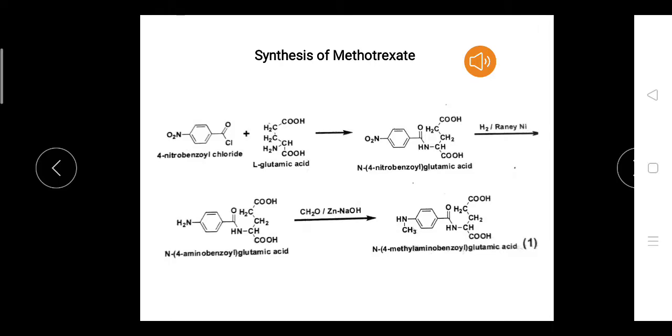Next step, the nitro group is reduced to an amino group using hydrogen over Raney nickel, which gives N-4-aminobenzoyl glutamic acid. Next step, this undergoes reductive methylation using formaldehyde and hydrogen, which forms N-4-methylaminobenzoyl glutamic acid. So this is the first part of the synthesis of methotrexate.